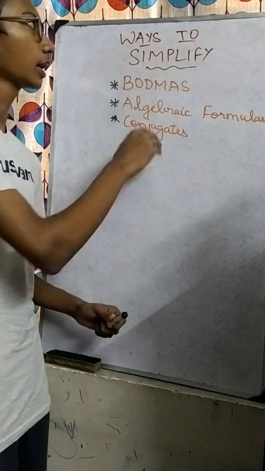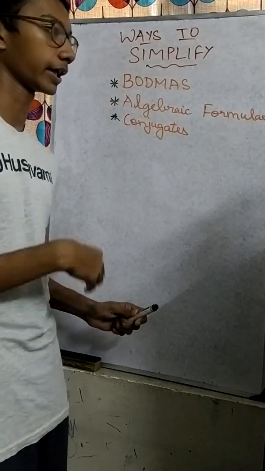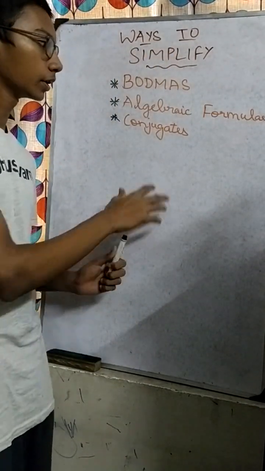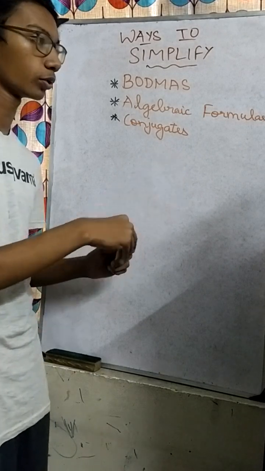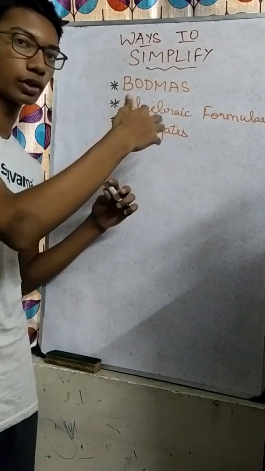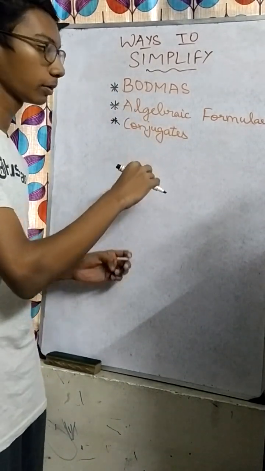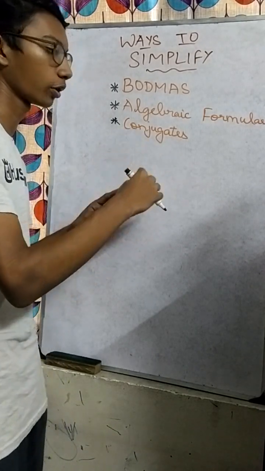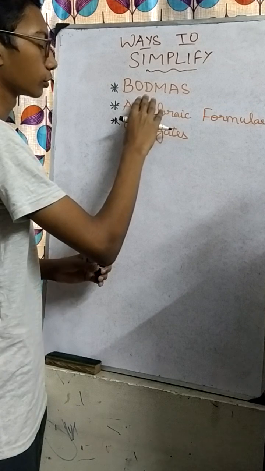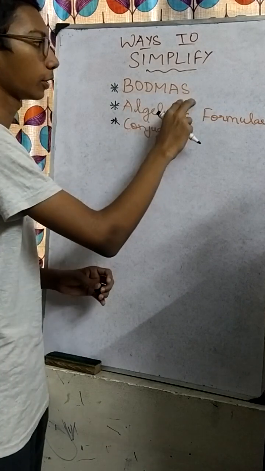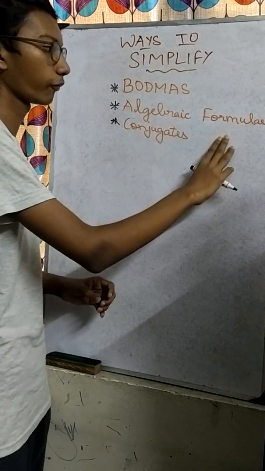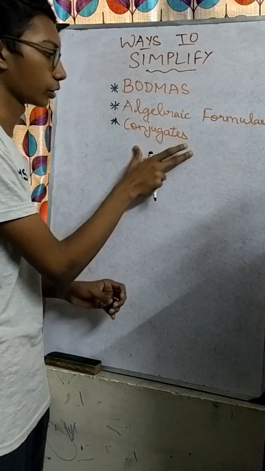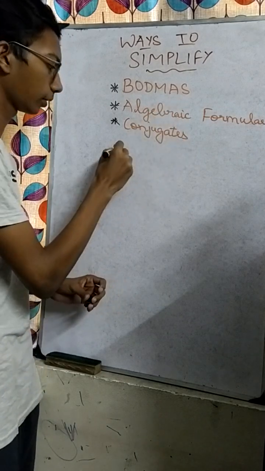In this video, we'll see ways to simplify an expression or an equation. This is not something that you will get as a question. This is something you do in between questions. These are very basic things you need to know for solving any equation or expression. So we will see all about BODMAS, some algebraic formulae, and what conjugates are. First we will see BODMAS.